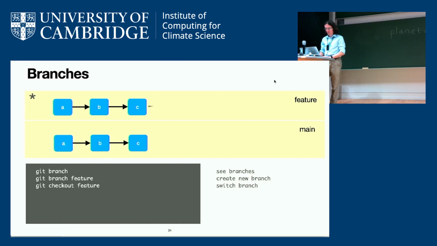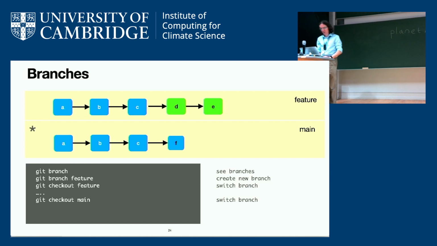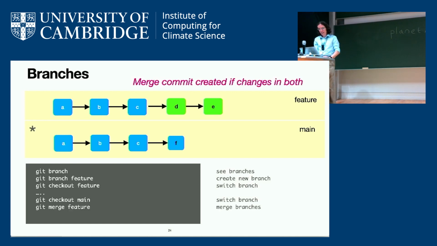So I've done some commits on here. Then I can switch back to the main branch. And maybe I do some more stuff here. Then I can do a merge. This is a merge that we definitely want to do to bring in the changes from the other branch. So I can do a merge like this.